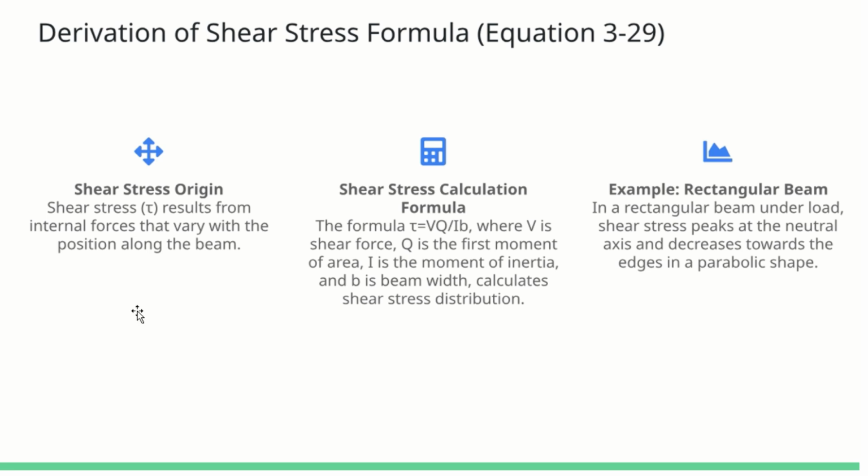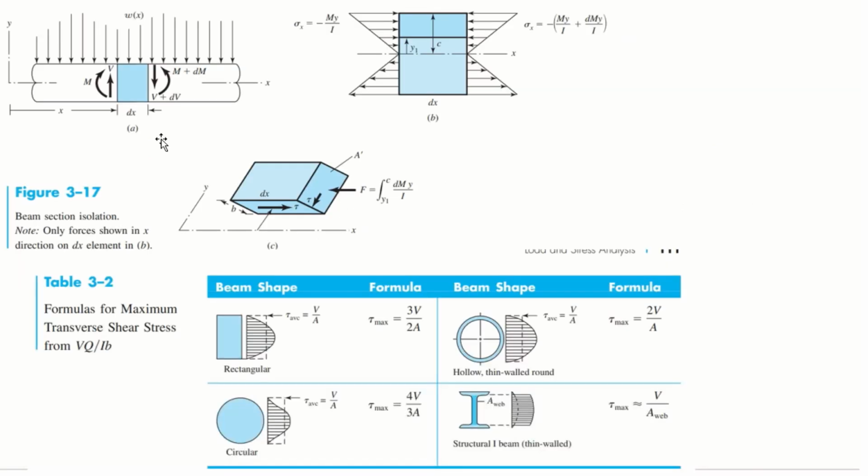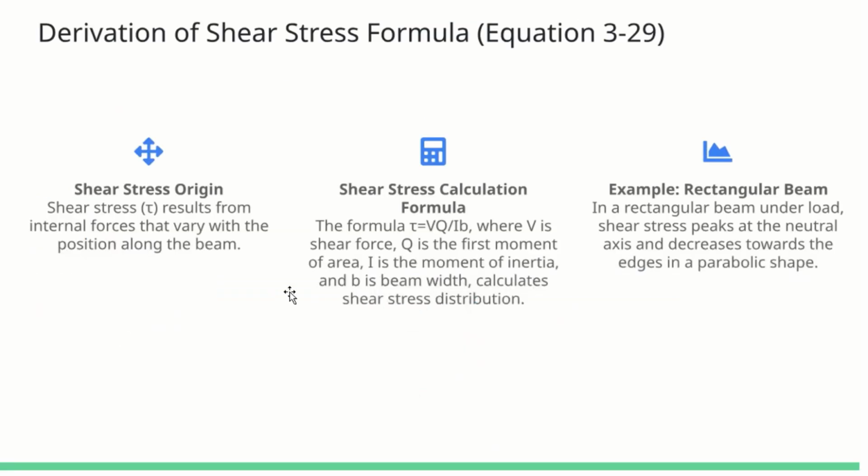In the beam, you can assume there will be a neutral axis in the middle of it. This is the position that we're going to talk about. Shear stress calculation formula: tau equals VQ over Ib, where V is the shear force, Q is the first moment of area, I is the moment of inertia, and b is the beam width.